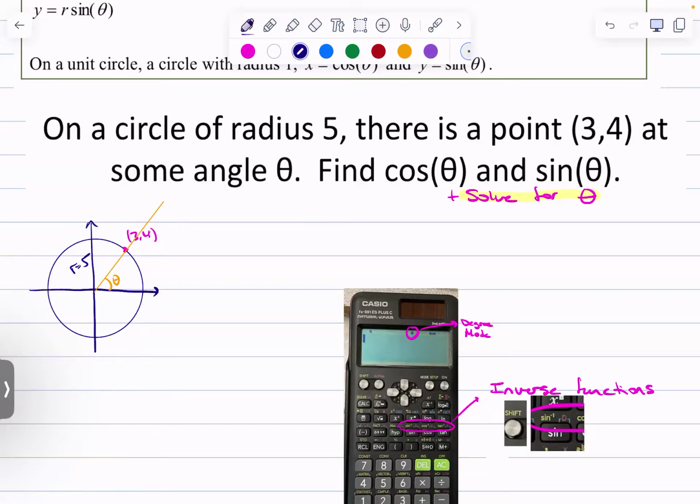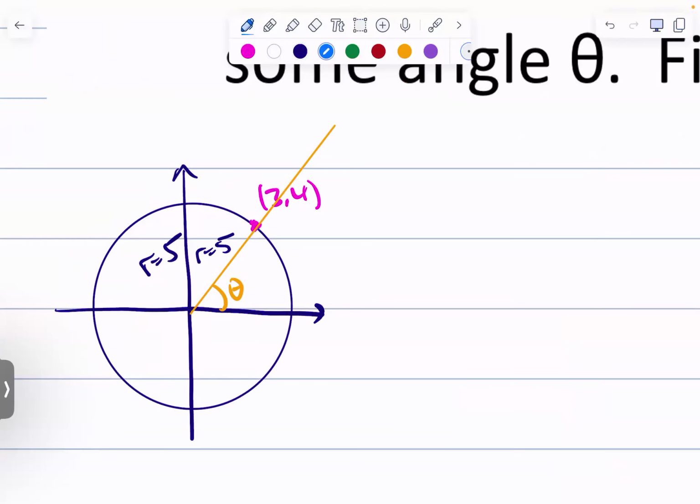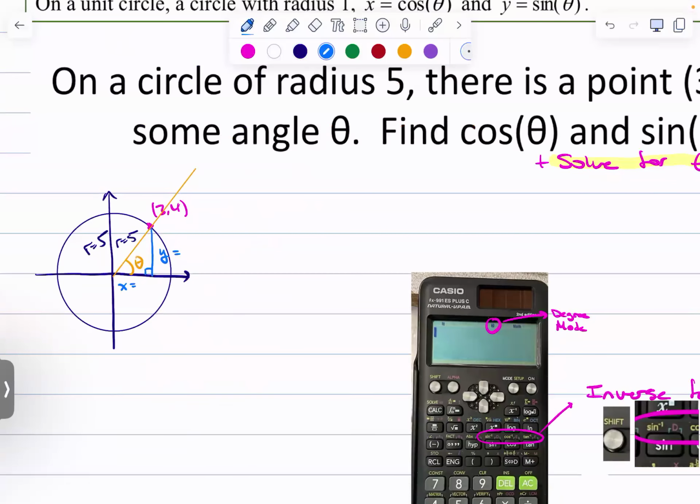And I know that r must still be 5, so I have the hypotenuse. But if I kind of zoom in here, what do I want to do? I want to map this down to make a right triangle, and so then I can find what my y is and what my x is. Of course, from this point, my distance on the x-axis has to be 3, and my distance on the y-axis has to be 4.